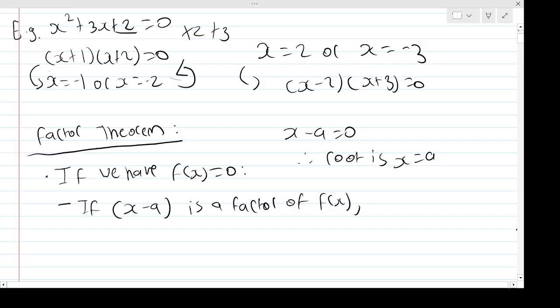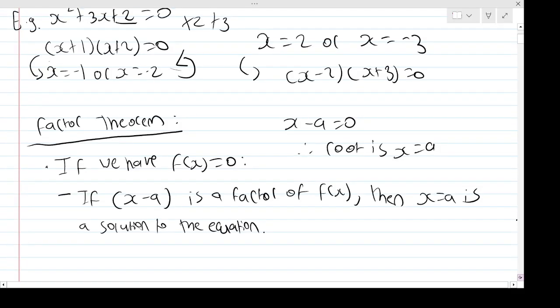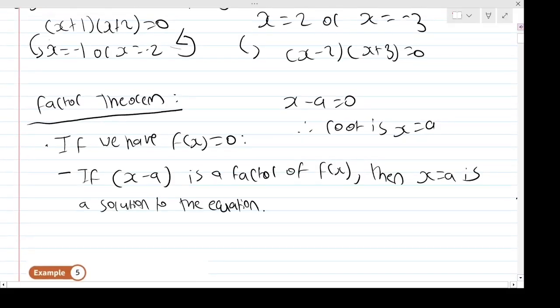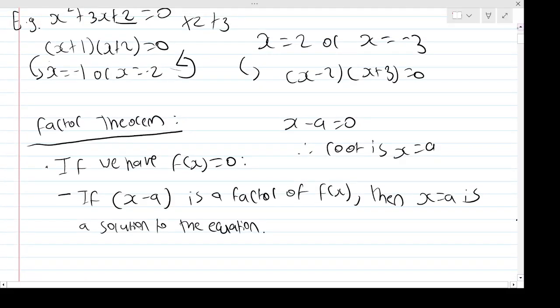And so that's it. If that's a factor, then we can conclude that x equals a is a solution to the equation. And again, it might seem like a fairly obvious result, but it does come in handy to state it like this in a minute. So it's a solution to the equation.